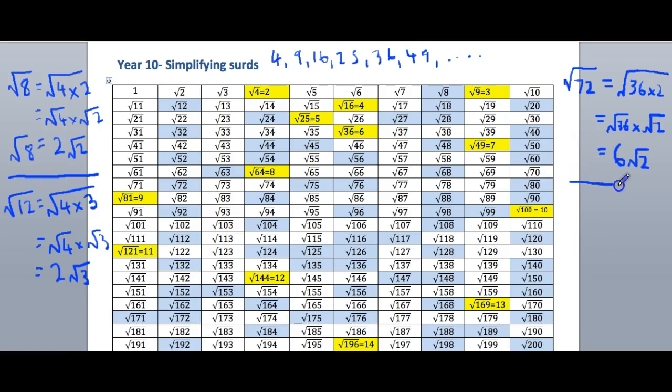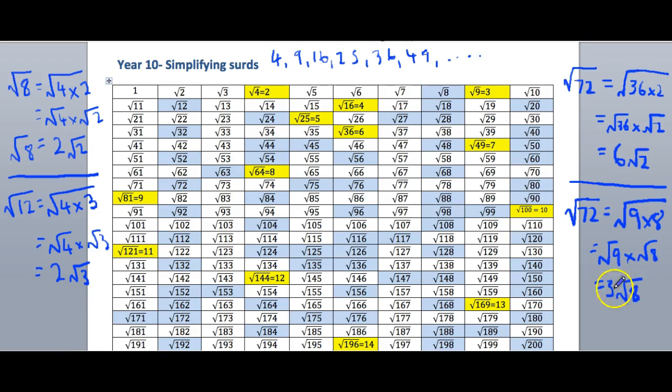Now, let's just say you didn't choose the highest. Okay, so let's say you thought 9 was the highest, okay? So 9 times 8 is 72. So then you separate, and you get 3 root 8.